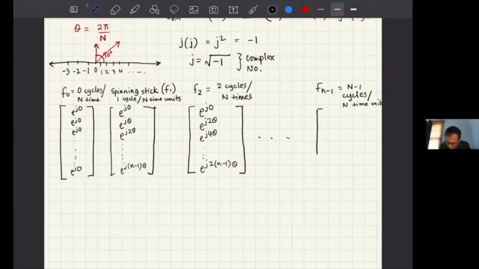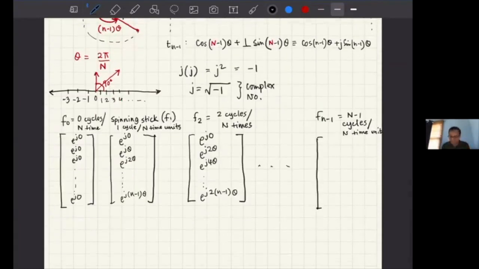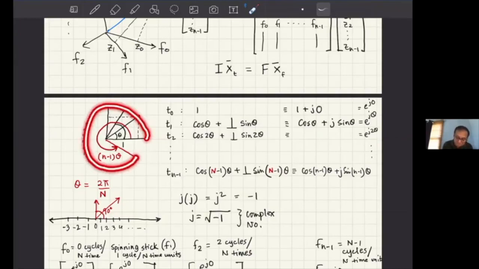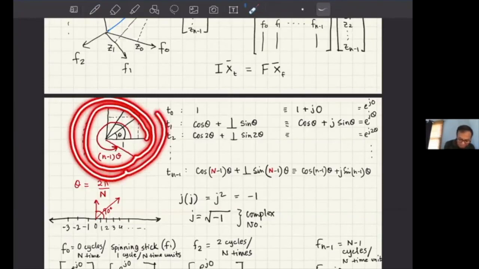And what would that vector look like? Well, the starting point is still e to the power j0. But what's the second point? Once it starts, what's the next one? Observe that this is the faster spinning vector, spinning very fast, n minus 1 times the frequency f1. So in the first step, it's going to go to n minus 1 theta. In the second step, it's going to go to 2 times n minus 1 theta. Third step, it's going to go to 3 times n minus 1 theta, right?